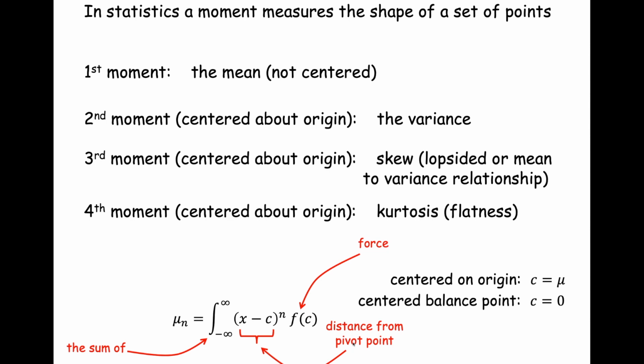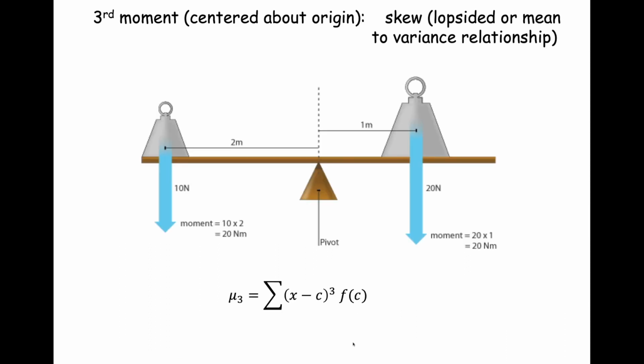The third moment, centered about origin, is the so-called skew, and this measures how lopsided your distribution is. And then the fourth moment talks about kurtosis. This is the measure of flatness. And so this all fits into the moments framework, where the second moment, third moment, and fourth moment centered about origin is the variance, skew, and kurtosis, whereas the first non-centered moment you know and love as the mean. Okay, so let's take a look at the third moment centered about origin, right? That's the skew. That talks about how lopsided the distribution is.